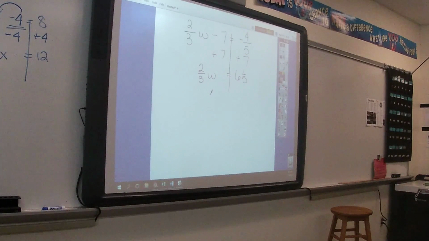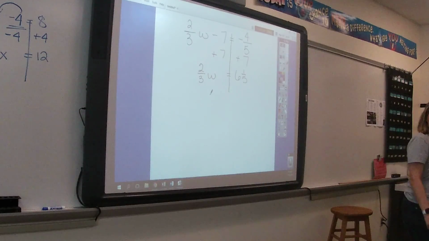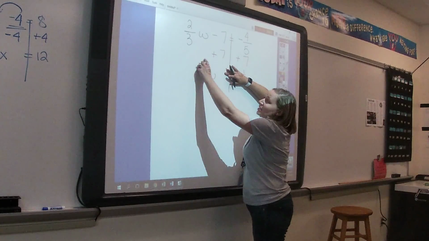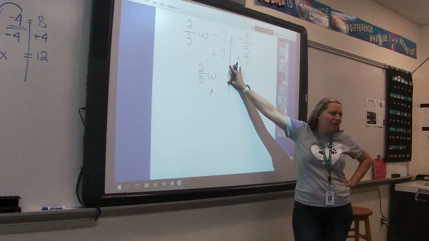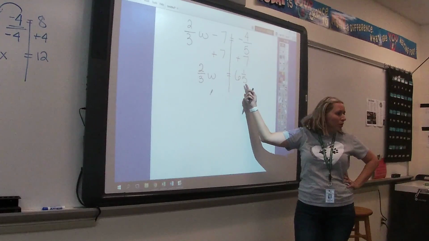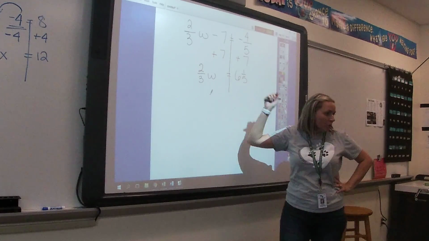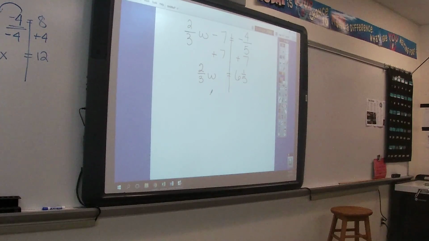Now what do we have? Where's our variable? Right over here. So this is the number we have to move. Guys, if you're not sure which one to move, always cover the side of the equal sign that the variable's not on. You never want to move the side that has no variable. Okay, so we need to move that 2/3.